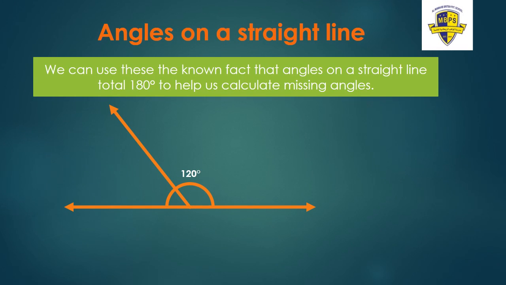Okay, this is the first example. We have this straight angle. We divide it into two angles. One is 120 and the other one we don't know. What we have to do here is calculate the missing angle. So we are going to use the fact that a straight angle equals 180. So the missing angle is 180 minus 120 equals 60 degrees.